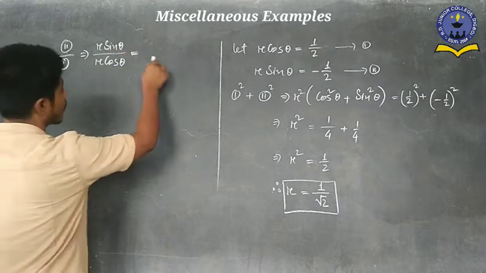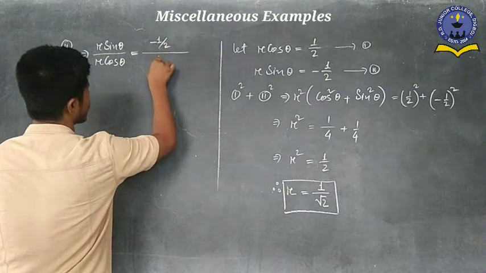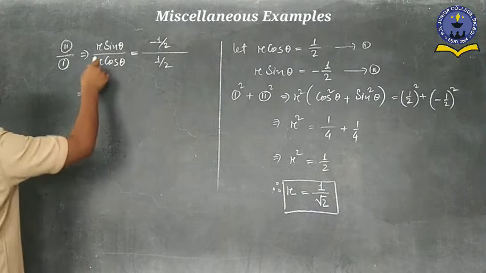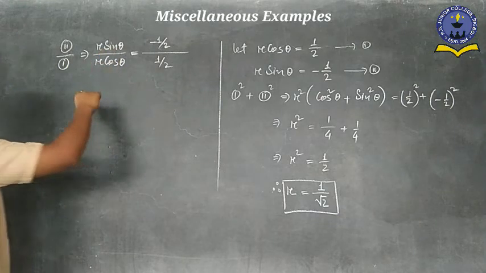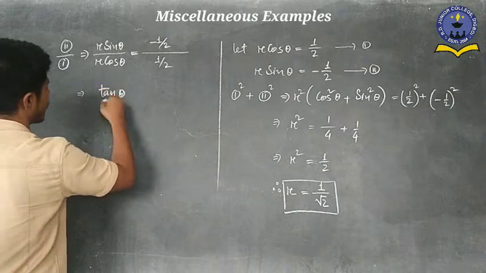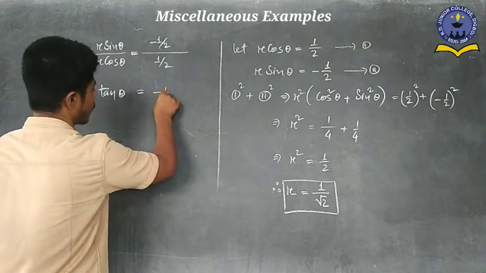R sin theta means what? Minus 1 by 2. So that's why we have to write this one is minus 1 by 2, and this one we have to write 1 by 2. Isn't it? So we have to cancel these two, and finally what we get here? R cancels, sin theta by cos theta means tan theta, and tan theta equals minus 1 by 2 divided by 1 by 2. The halves cancel, so simply here remains 1.